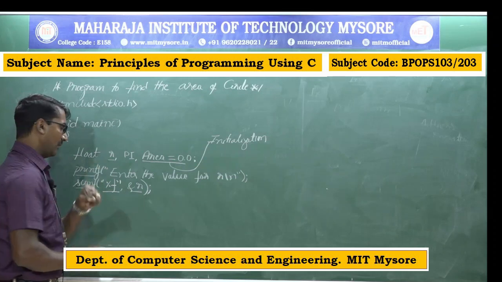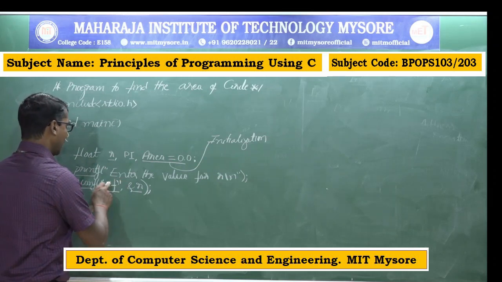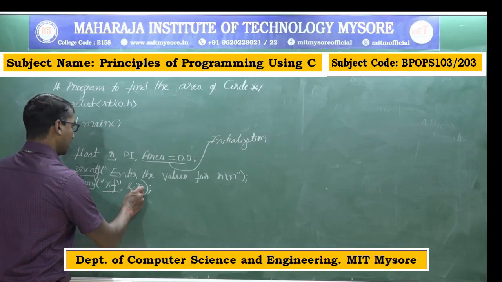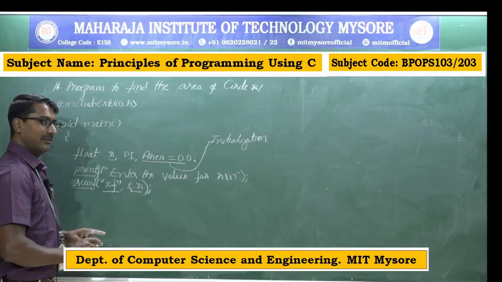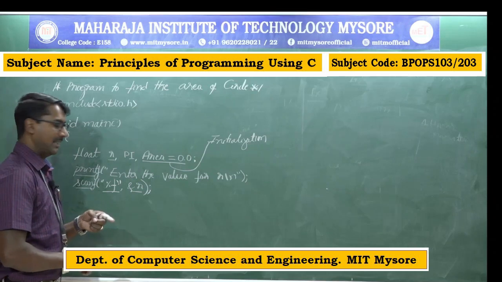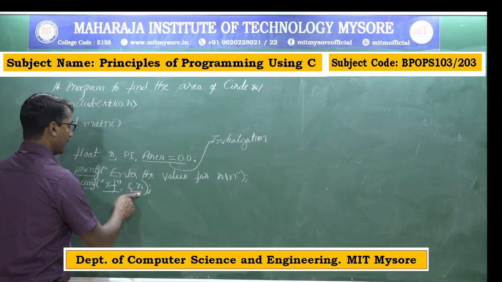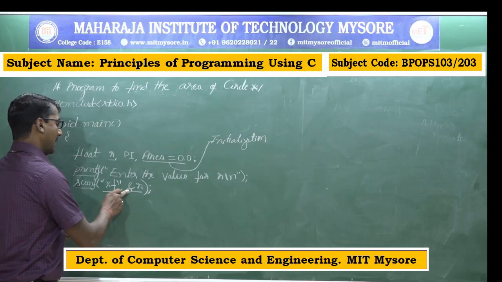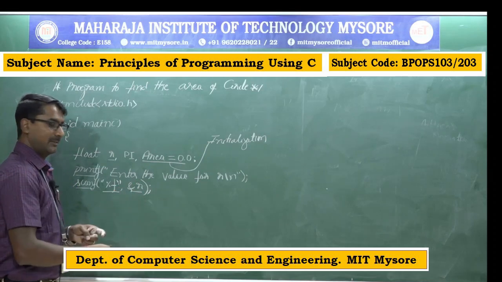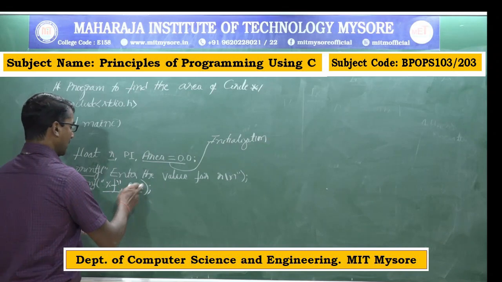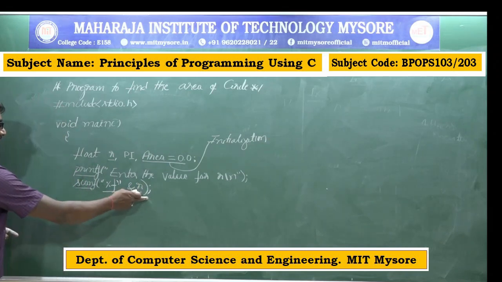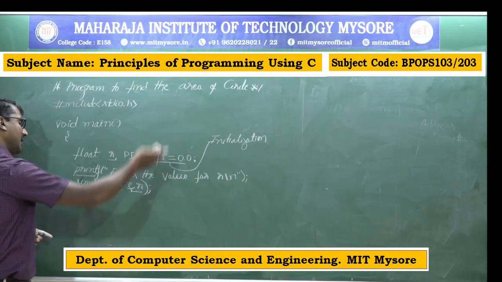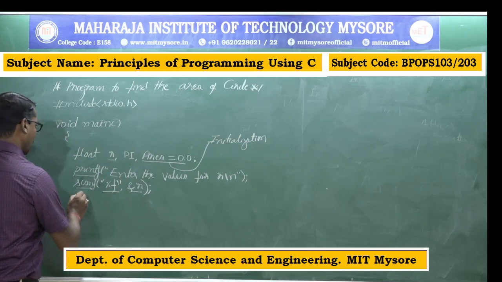So here I am reading only one value, so I have specified only one %f. Then after that, the address of r. I need to place the value in the variable r, so that's why I specify the address. The ampersand operator specifies the address of the variable r. This assigns a value to the variable by reading it from the keyboard.